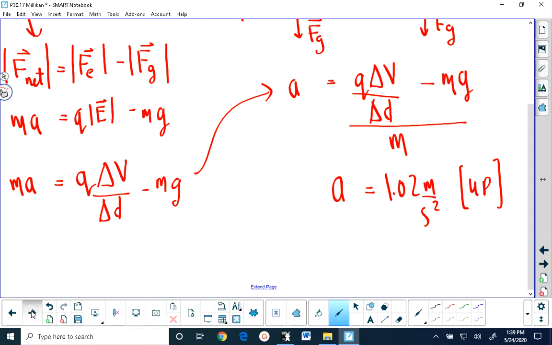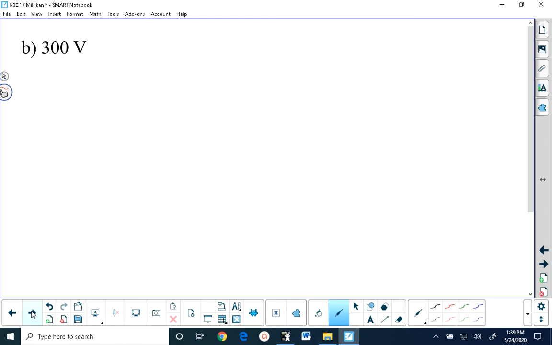Let's take a look at B now. We're going to decrease the voltage to 300 now. Well, remember, if it was balanced at 340, then at 300, the electric force up will be smaller than it was when it was balancing the force of gravity, which means the drop is going to accelerate down. We're talking here about the drop being under the influence of the force of gravity and under the influence of the electric force, but of course the electric force is less in magnitude than the gravitational.